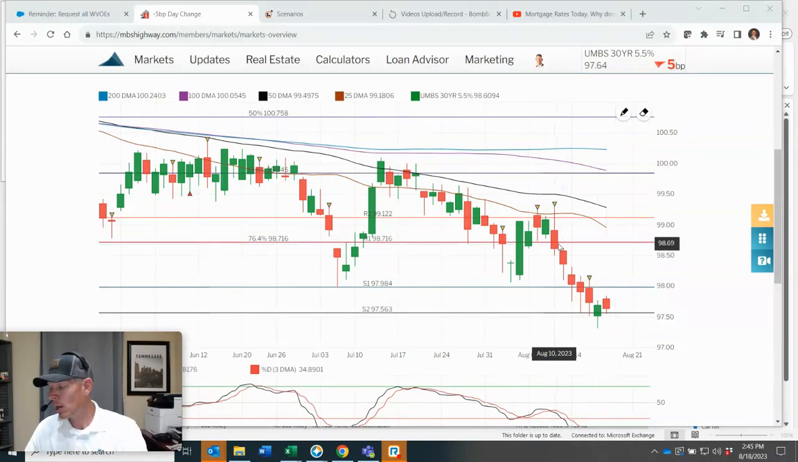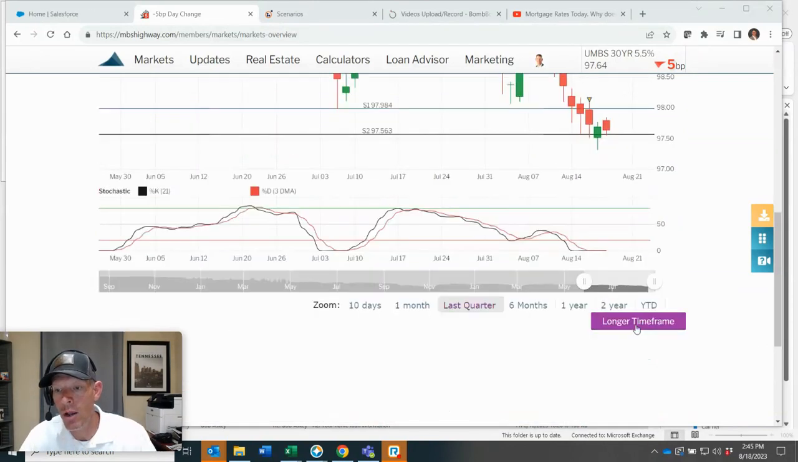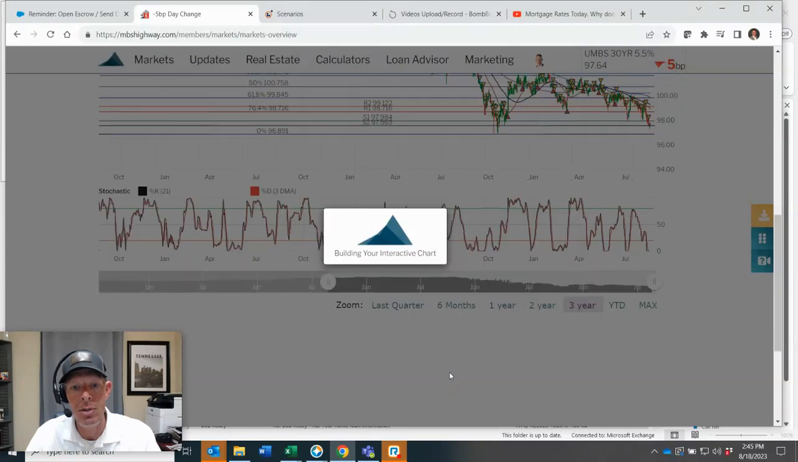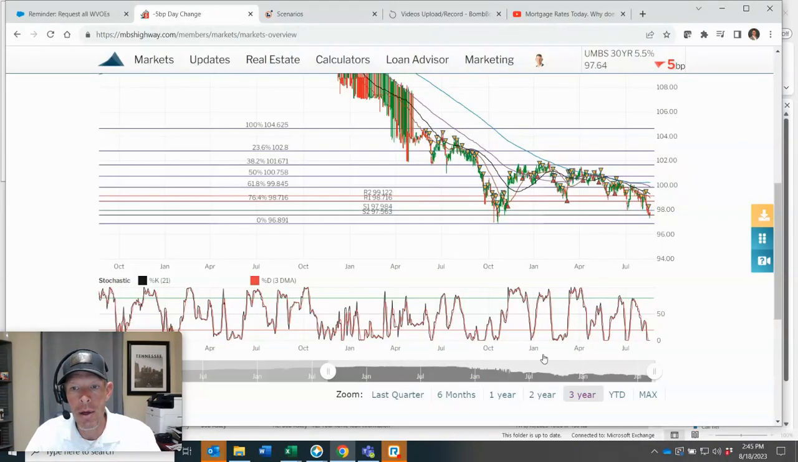All right, so let's take a quick look at where we were back before COVID. Let's shoot back over here, hit longer time frames on our interactive chart here. Again, all this information, we always want to give a big shout out to our friends at MBS Highway, who put this stuff together for us every single day and pay close attention to giving us all kinds of insight. So let's go back. Now we are 3 years back. What does that look like?